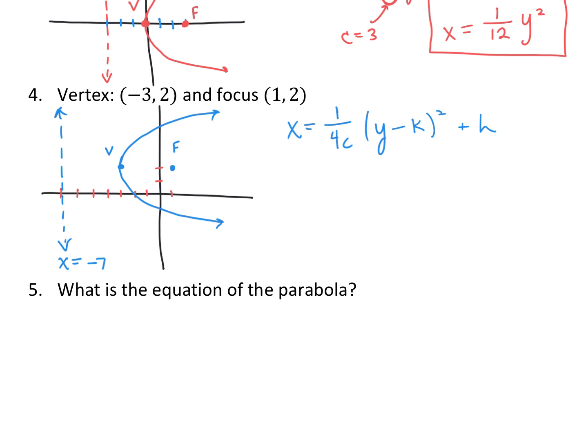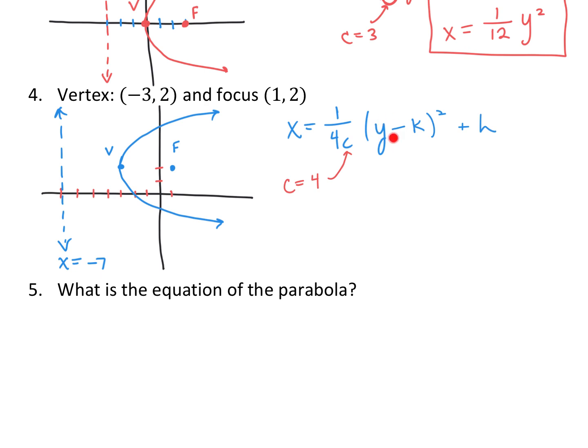Okay, so let's take a look at our parabola. So we have x equals 1 over 4c. C is the distance from the vertex to the focus. So we already said that was 1, 2, 3, 4 because it's opening to the right. That's going to be a positive 4. So that number is going to go in there. Now the y minus k.